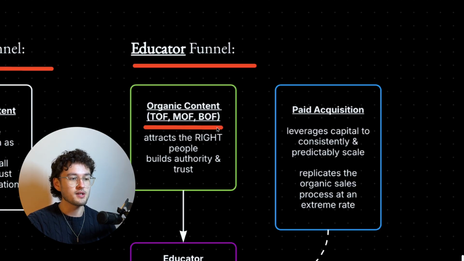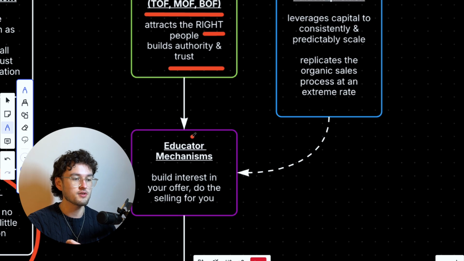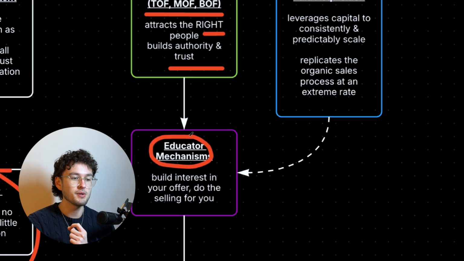But the reason that we do this is that it attracts the right people and it builds authority and trust in the market. Secondly, those people are going to progress to educator mechanisms. The purpose of these mechanisms is to build interest in your offer and do the selling for you. The idea here is that you're selling in your marketing, not on the sales call.